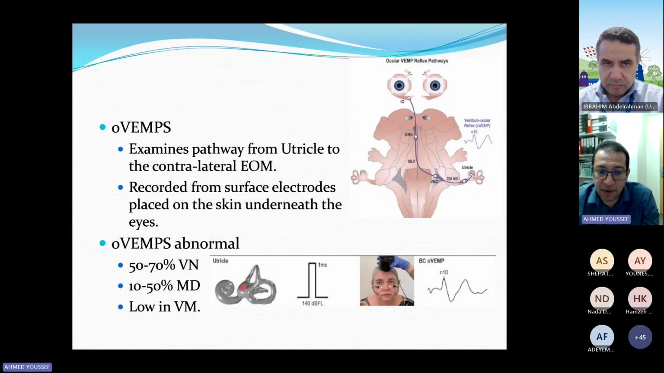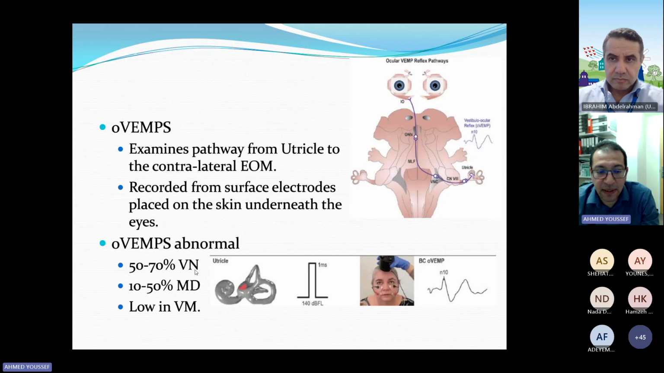The ocular VEMPs are a different type of VEMP, but instead of putting the electrodes on the sternocleidomastoid, they are placed beneath the eye. Using bone conduction thresholds here, it stimulates the utricle. Again, the difference is that the ocular VEMP is not ipsilateral, it actually crosses. So if you've got an abnormal ocular VEMP on the right side, this is a defect in the left utricle.